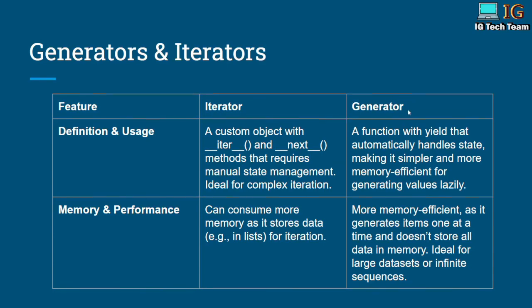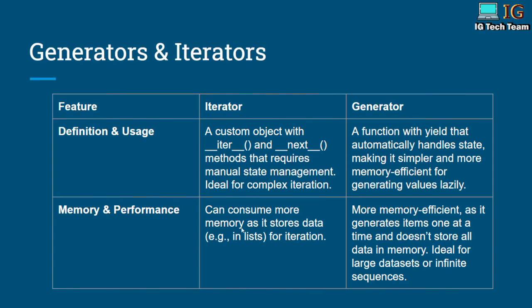And what is this generator? Generator is also an iterator, but you don't provide the iter and next methods in this generator, instead you use the yield keyword. So the generator is a function with yield that automatically handles state, making it simpler and more memory efficient for generating values lazily. So both of these, iterator and generator, are used for iterating objects. The difference is you have to provide iter and next methods in this iterator, and in this generator you have to use the yield keyword, and behind the scenes it will automatically use the iter and next methods. You don't have to provide them by yourself.